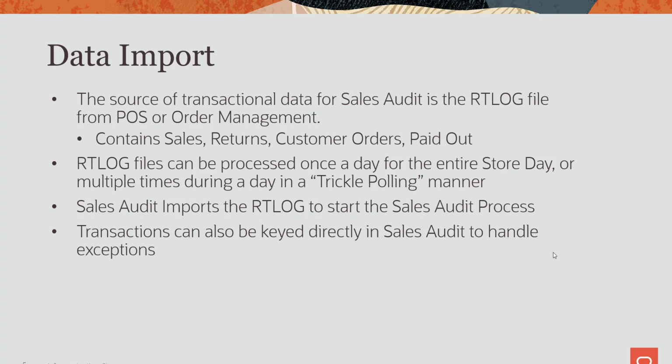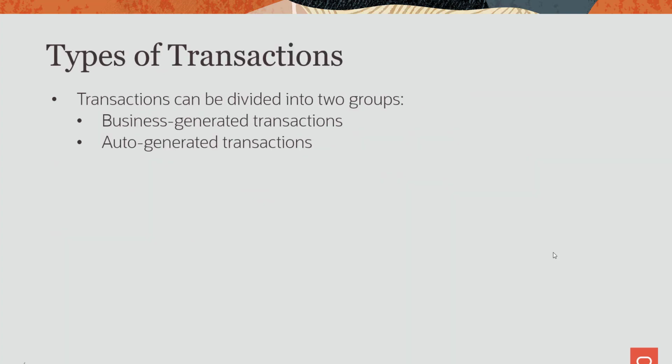Typically, this would be limited to missing transactions that actually occurred in the store but were not included in the RT log for various reasons. The transactions that come into Sales Audit in the RT log can be divided into business-generated and auto-generated transactions.